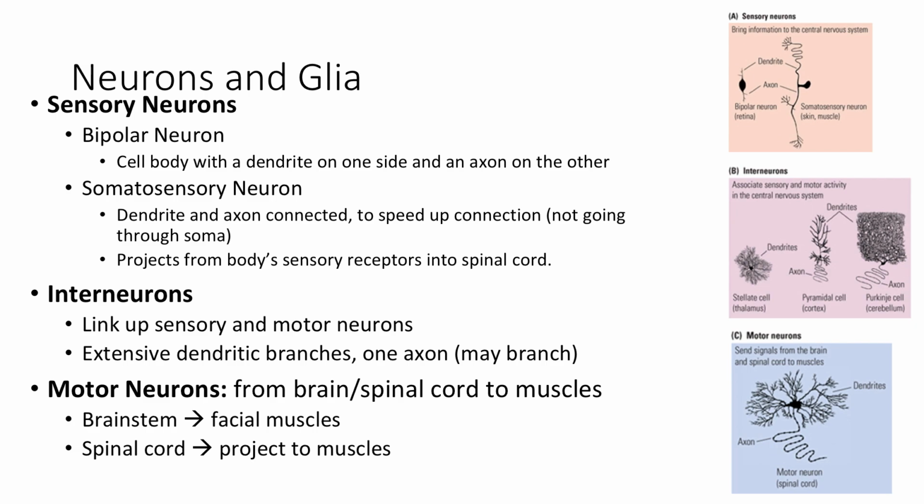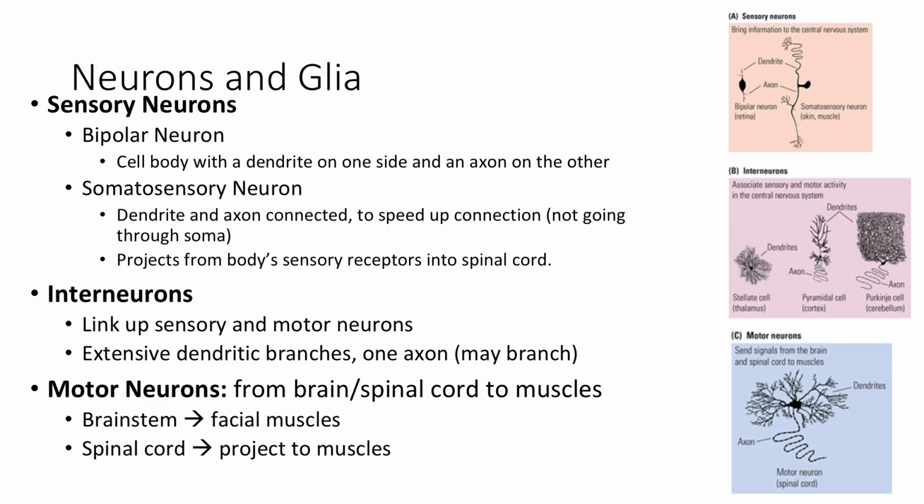So the three most well-known interneurons are the stellate cell. Stellate means star, so it kind of looks like a star too. And these are, for example, located in a brain structure called the thalamus. Then we also have pyramidal cells, and these are located in the outer layer of our brain, which is called the cortex. And then we have the Purkinje cells, which are very densely branched cells, and these are located in the cerebellum, which is the little brain at the back of our brain.